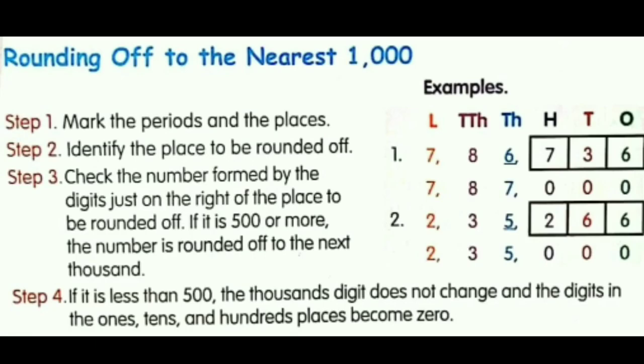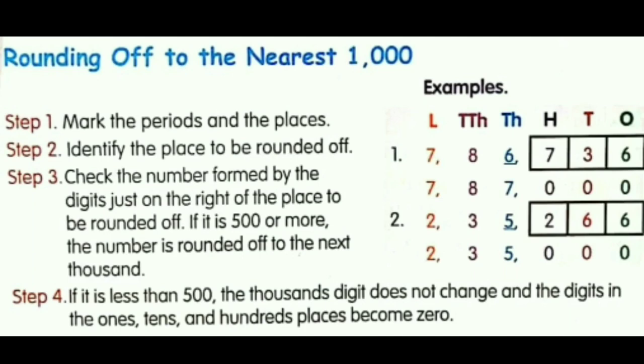Now 266 is less than 500. So in that case the hundreds, tens and ones places will become 0, whereas the thousands place will remain the same. So 235,266, if we round it off, the answer comes out to be 235,000. So in this way you can round off to the nearest thousands as well.